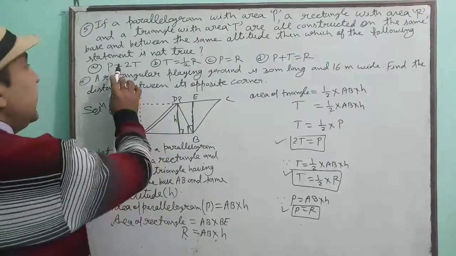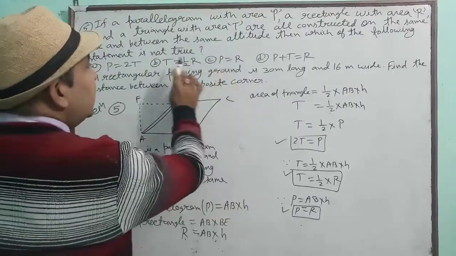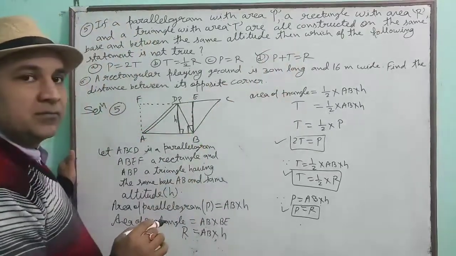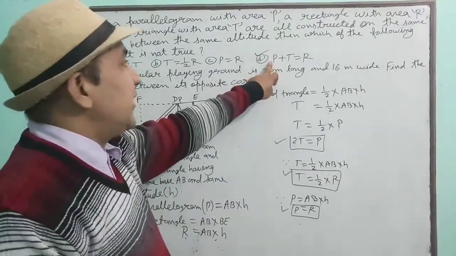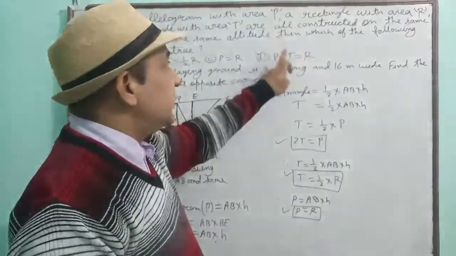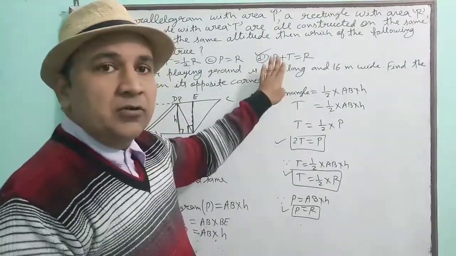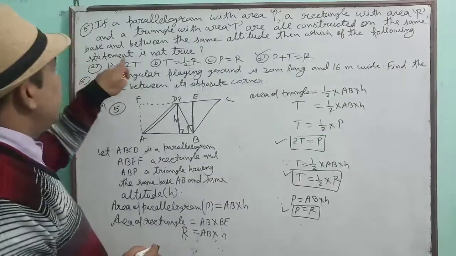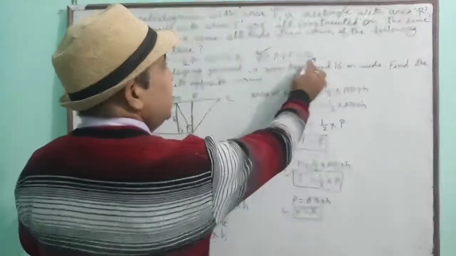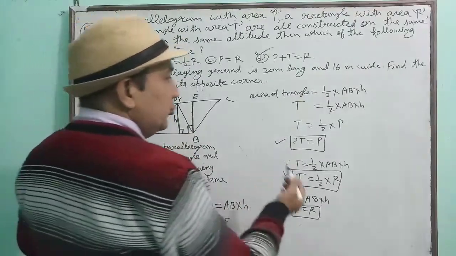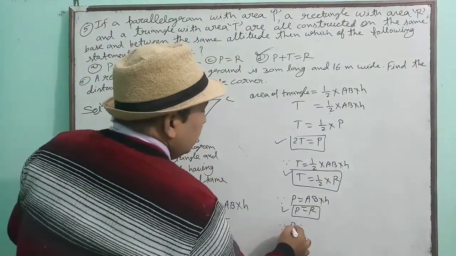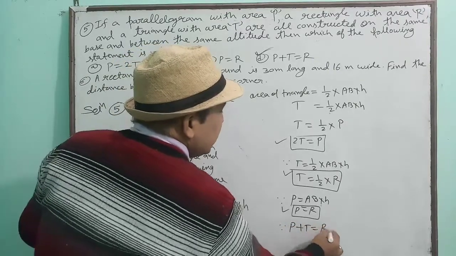It means if these three are correct, then the incorrect one will be option D, that is, area of parallelogram plus area of triangle is equal to area of rectangle. This statement is wrong. And your question is asking which statement is not true. That means option D, this statement is not true. You can check it also: P plus T is equal to R.